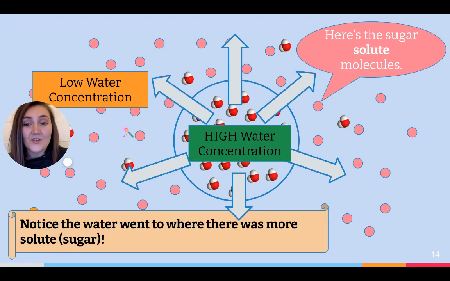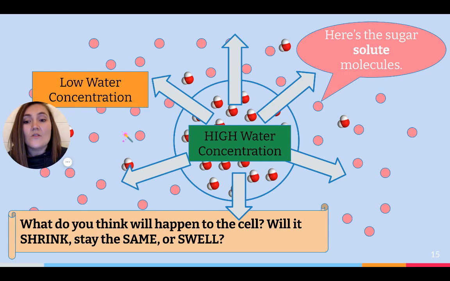Notice that the water went to where there's more solute. So not only did water go from high to low, but it also went to an area of high concentration of solute. Remember, the sugar's on the outside of these strawberry cells. So what do you think will happen to the cell as a result of the water leaving the cell? Do you think it will shrink in size, stay the same, or swell? Let's find out.